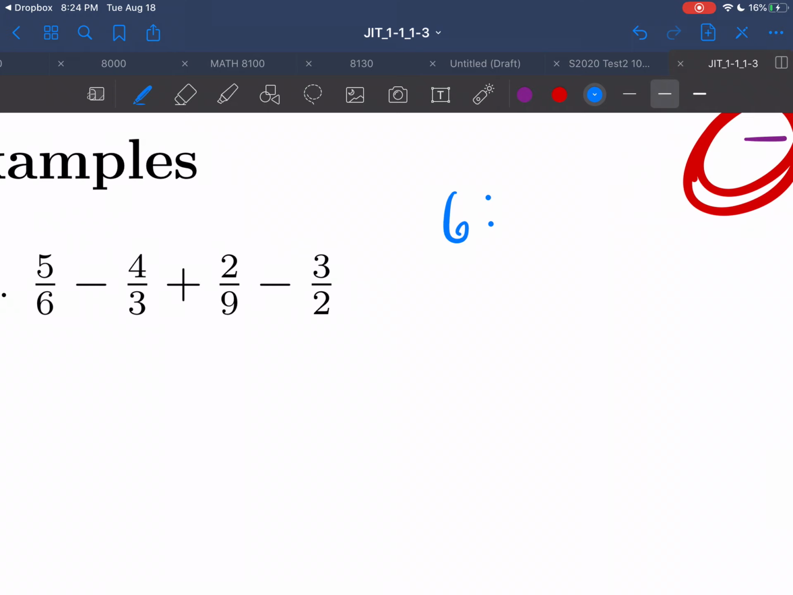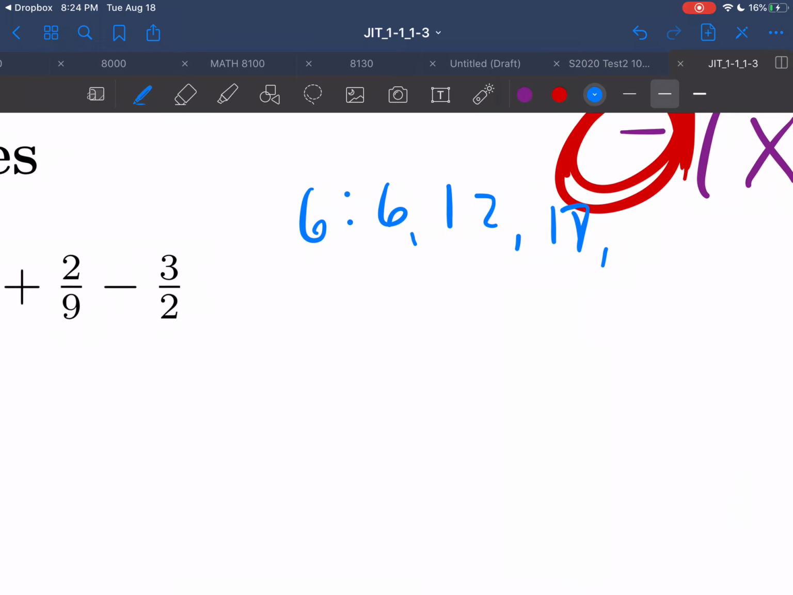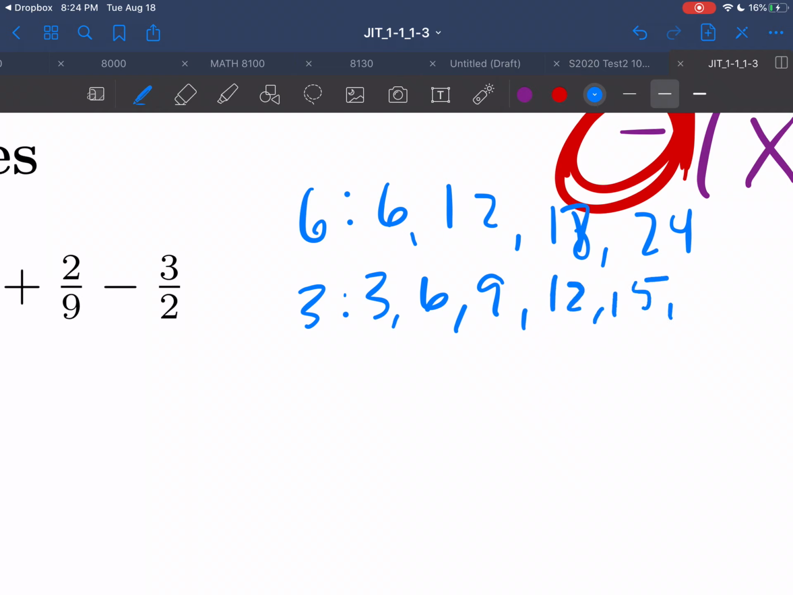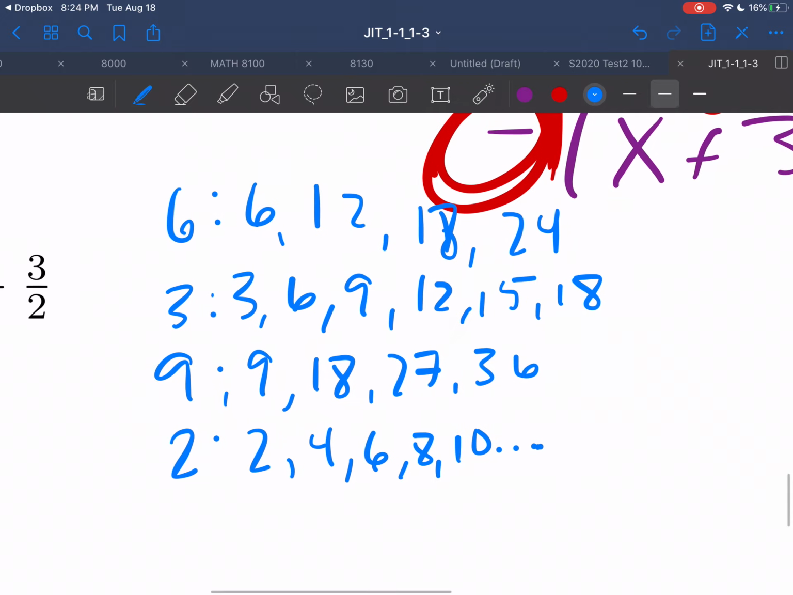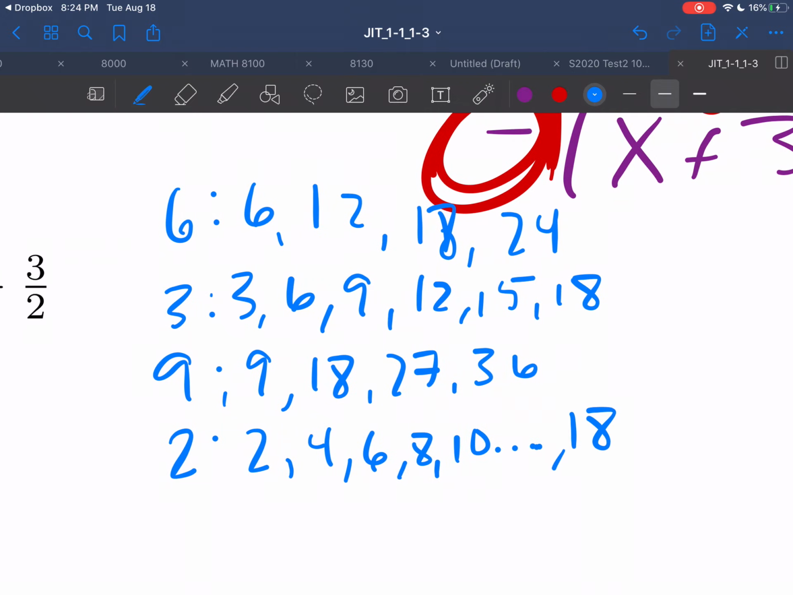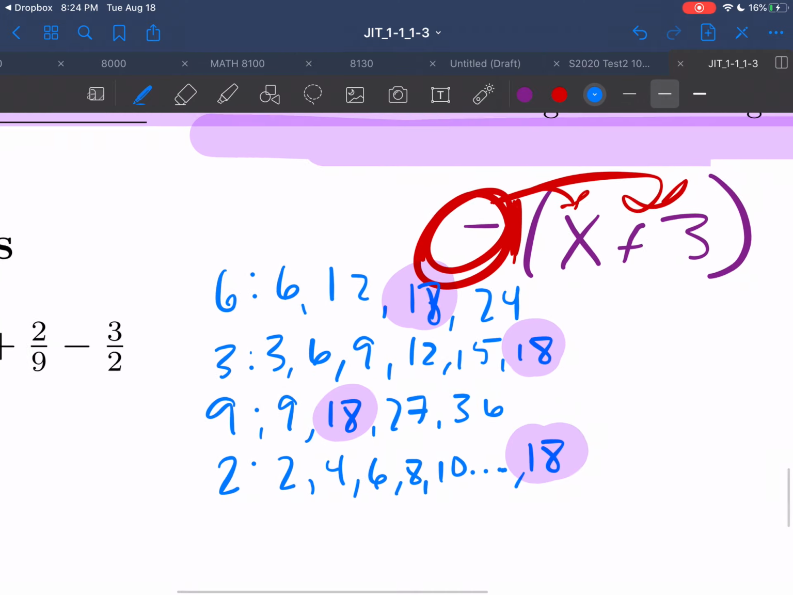So we've got 6, 12, 18, 24. Okay, 3, we've got 3, 6, 9, 12, 15, 18. 9, we've got 9, 18, 27, 36. And then 2, we've got 2, 4, 6, 8, 10, all the even numbers, including 18. Yeah, so we'll see, 18 is our least common multiple. So that'll be the one we use.